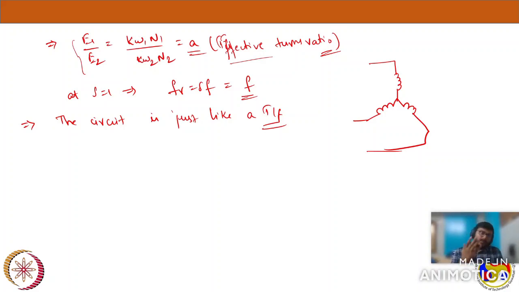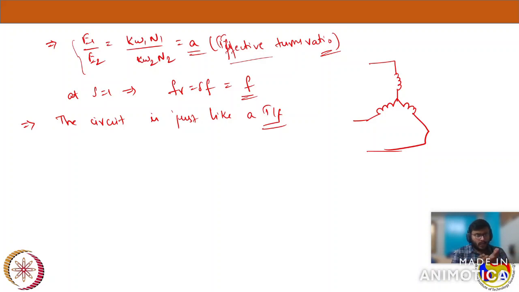So what exactly does a transformer do? The transformer principle is that it changes the given voltage, whatever we give to the primary, into another level of voltage without changing the frequency. It's a static device, and based on the turns ratio, it will shift the voltage to another level, keeping the frequency constant. So at S equals 1, the equivalent circuit of an induction motor will just be like a transformer circuit.